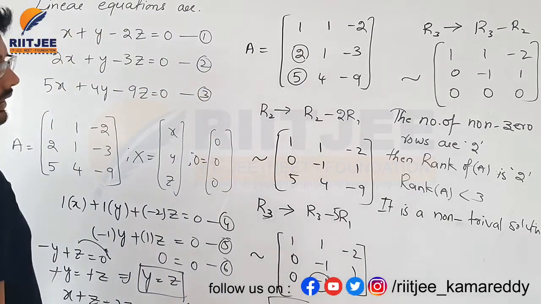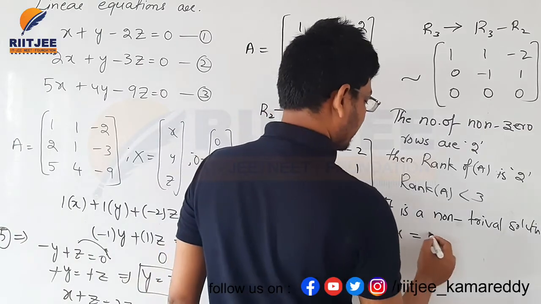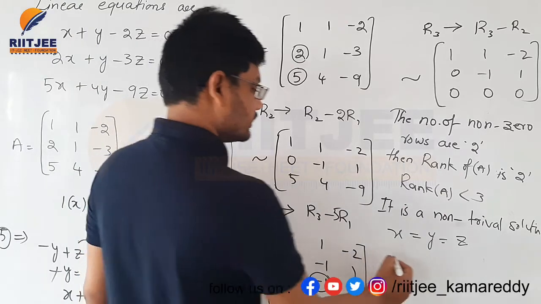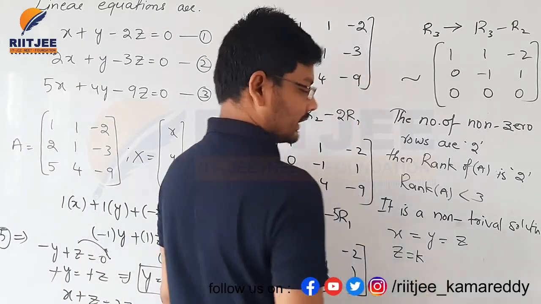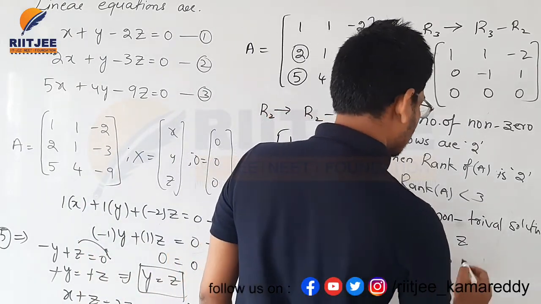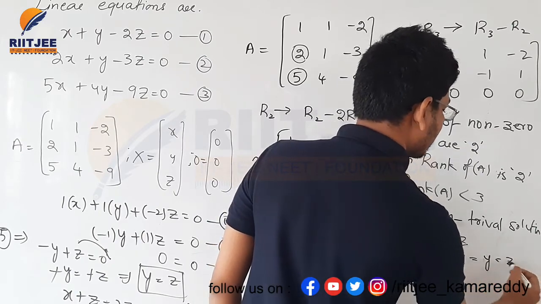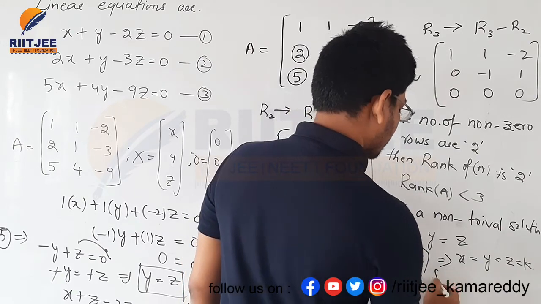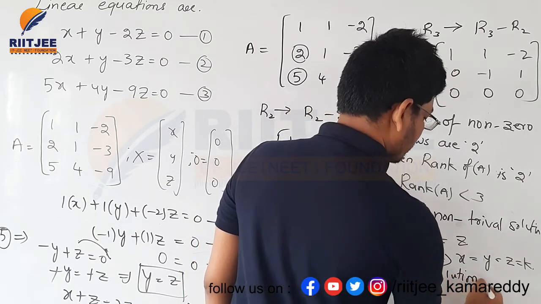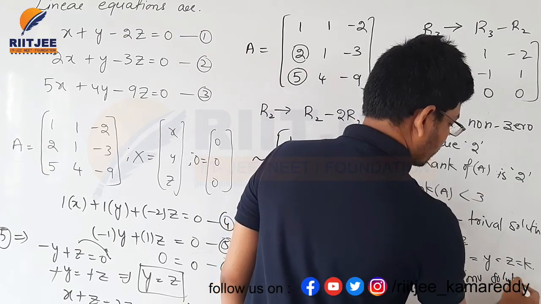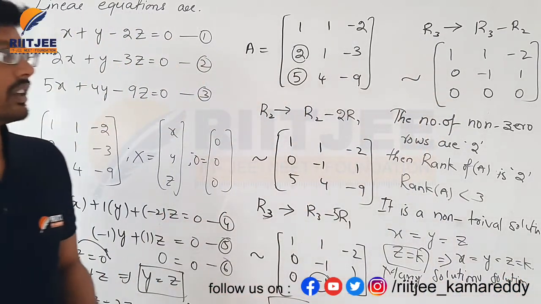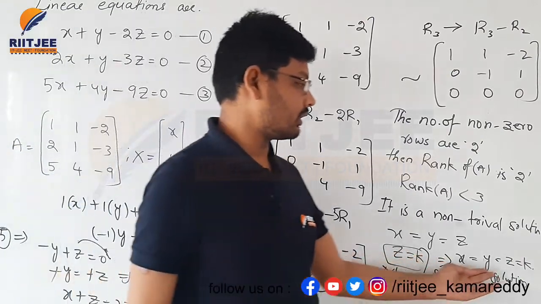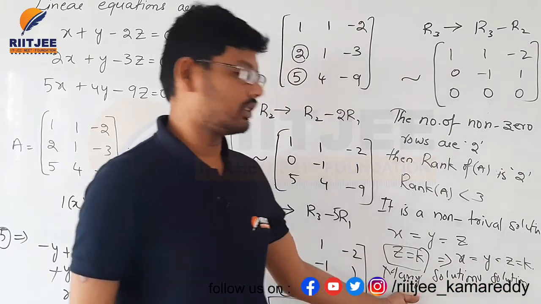Here finally x is equal to y is equal to z. Here we don't know the values, so I am taking z is equal to k. So that implies x is equal to y is equal to z is equal to k. Many solutions are there. So if a matrix has a non-trivial solution, many solutions appear here.